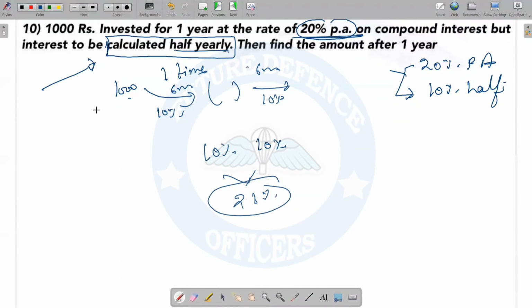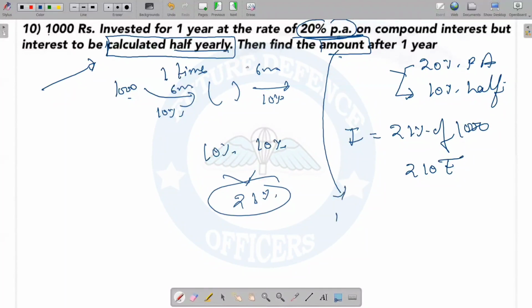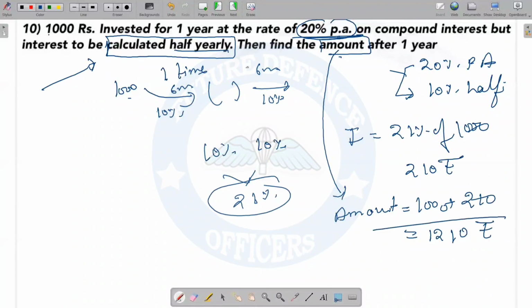Now 21% of 1,000, this is the amount of money to be calculated. So interest will be what? Interest will be 21% of 1,000, that is 210 rupees. But they are not asking interest, they are asking the amount, what money you will return. You will return the 1,000 rupees which you have taken plus 210 rupees which you will be paying as the interest. Means total money you will be paying is 1,210 rupees. This is the money you will be paying after 1 year.